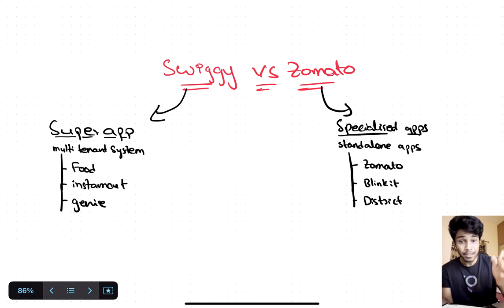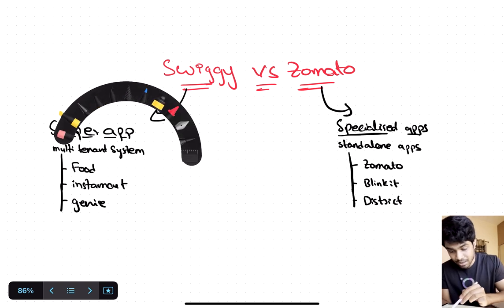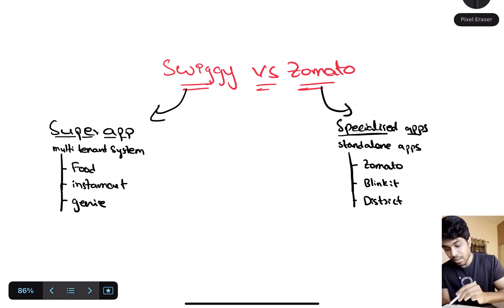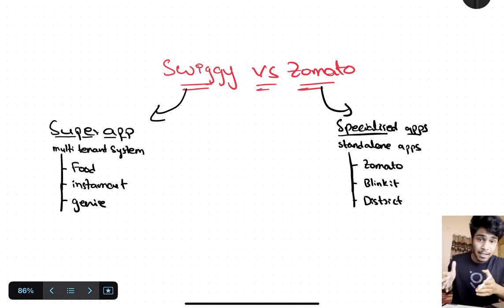So we have Swiggy and Zomato. The key differences we're going to talk about start with the very basic thing. Swiggy is a super app. A super app follows a multi-tenant system. Basically, Swiggy is one application, and in that application itself, you have Instamart, you have your food delivery, and you have Genie. Zomato, on the other hand, has standalone, specialized applications. Zomato is a separate application for food delivery, Blinkit is a separate application for quick commerce, and District is a completely separate application. So this is the key architectural difference between Swiggy and Zomato.